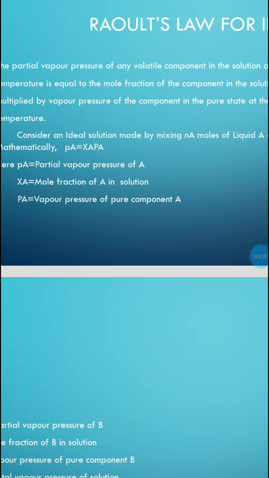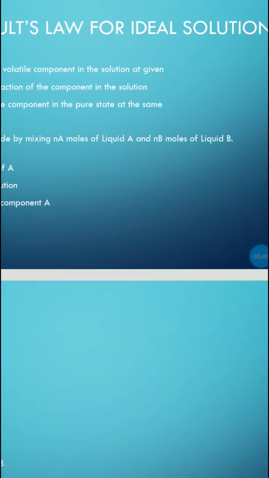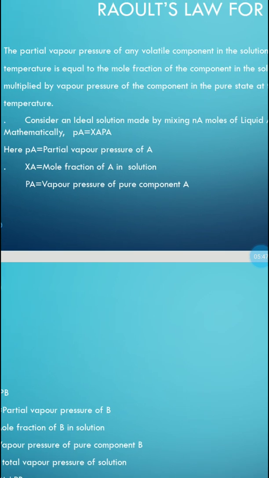Consider an ideal solution made by mixing Na moles of liquid A and Nb moles of liquid B. Then according to Raoult's law, the partial vapor pressure of one component is always equal to the mole fraction of that component multiplied by the vapor pressure of the pure component.